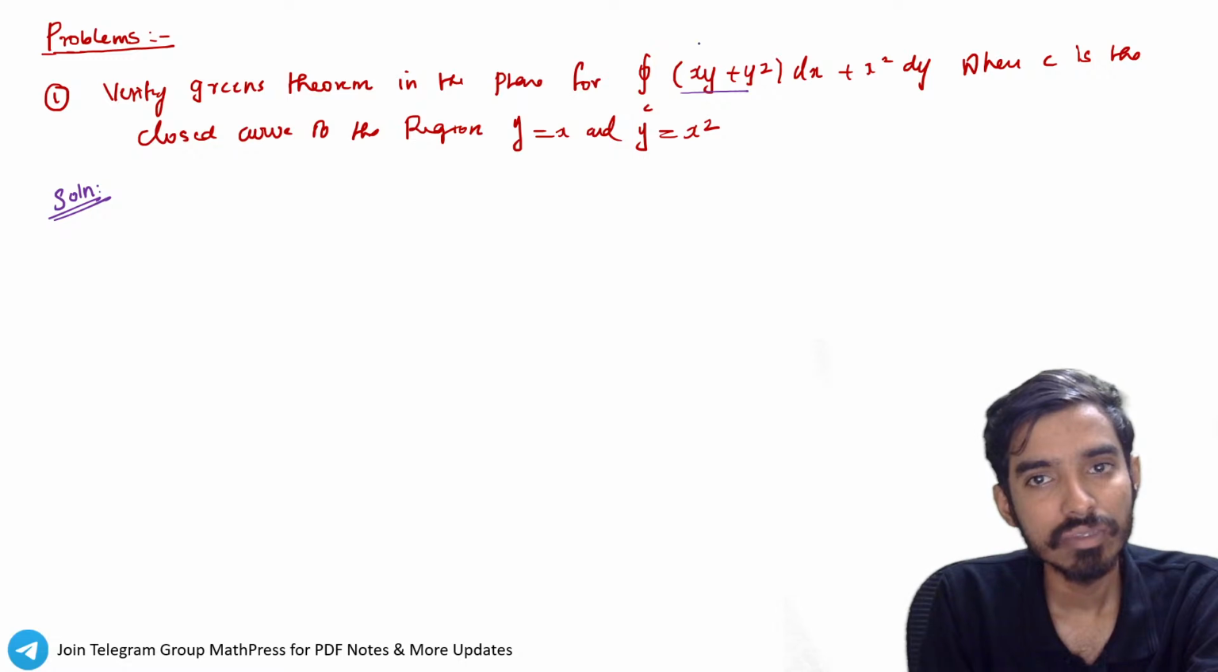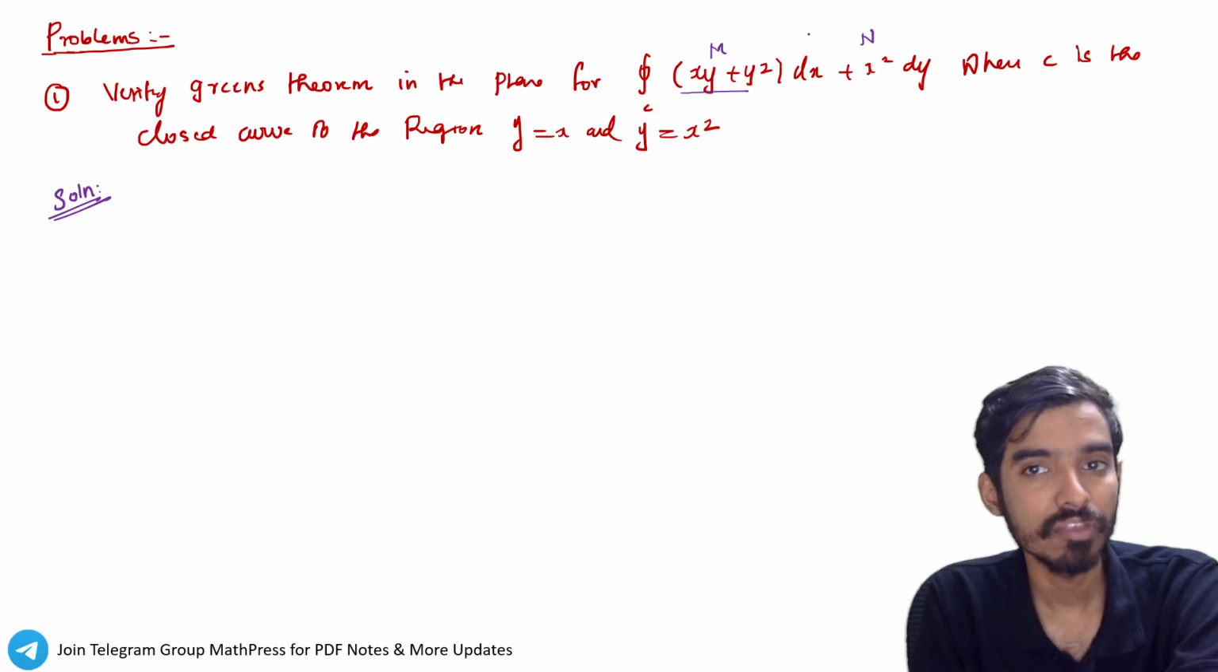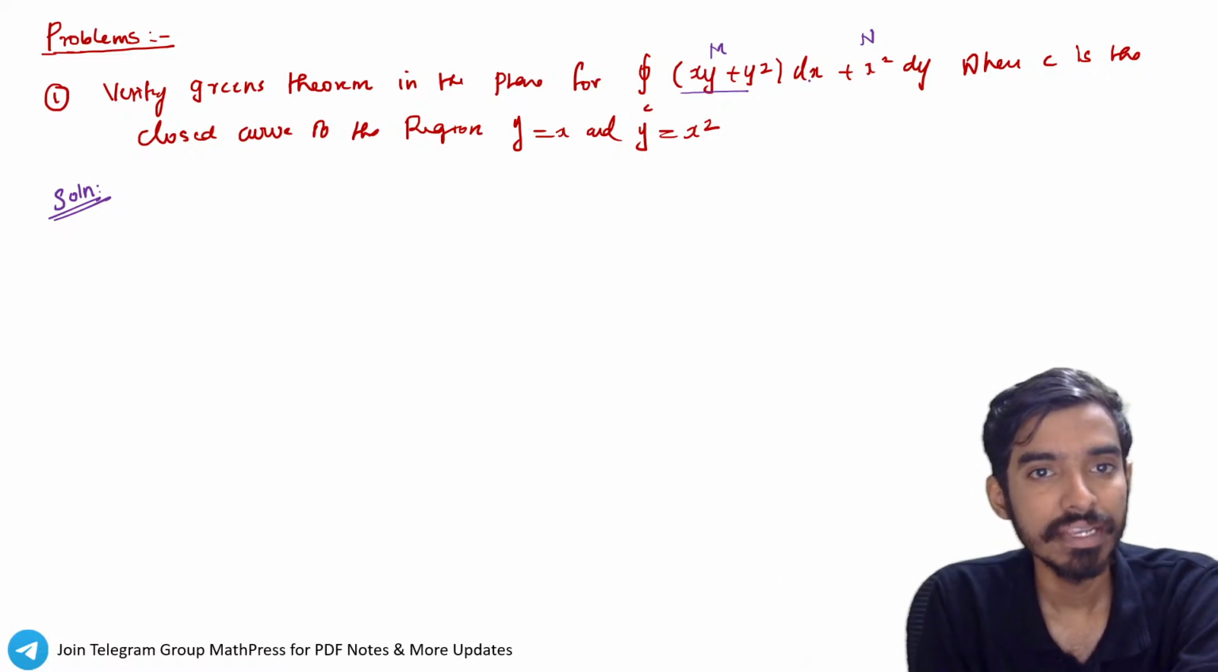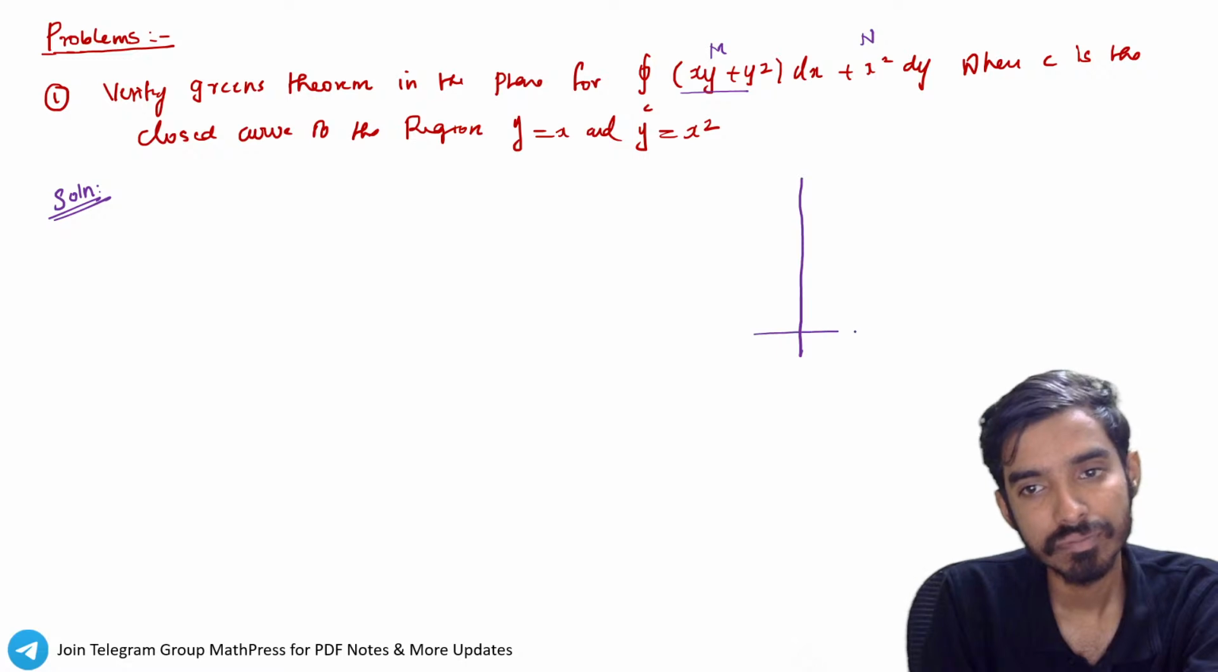Okay, so you can see you just compare this. This is m dx plus n dy, right? So you can get m and n from the question. First we will draw the diagram.